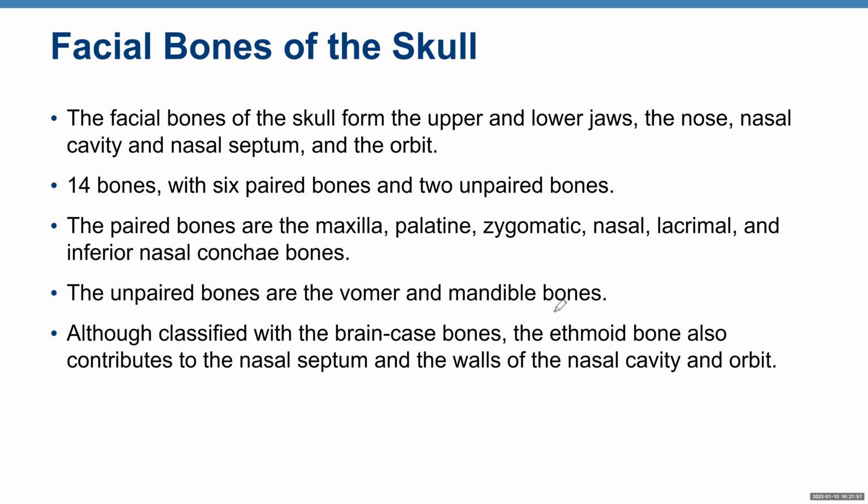jaw. Also classified as a brain case bone, the ethmoid bone also contributes to the nasal septum and the wall of the nasal cavity and orbits. So the ethmoid bone that we just covered previously is not part of the facial bones. However, it does contribute to some structures of the face.